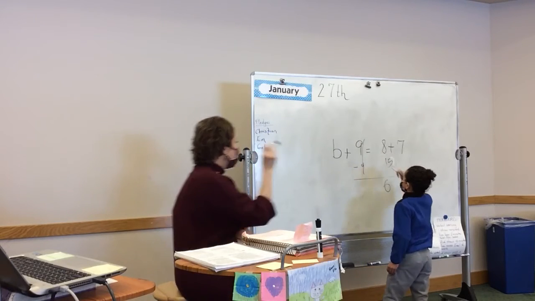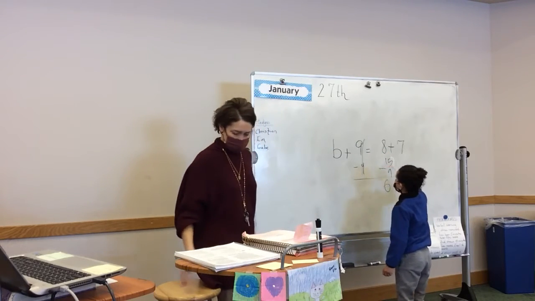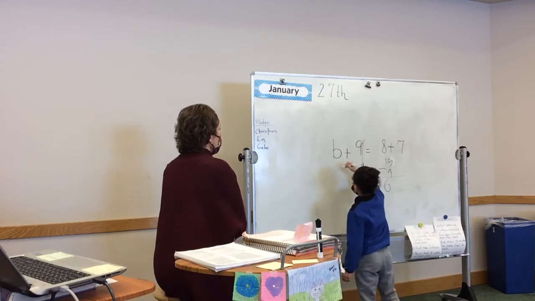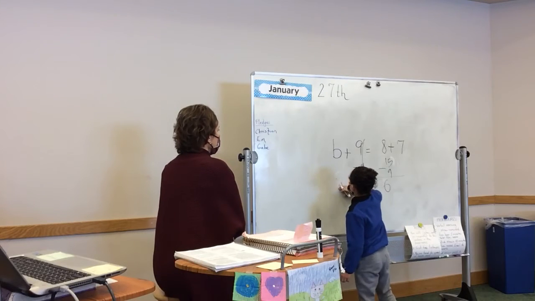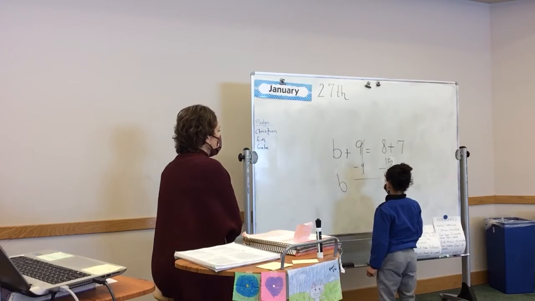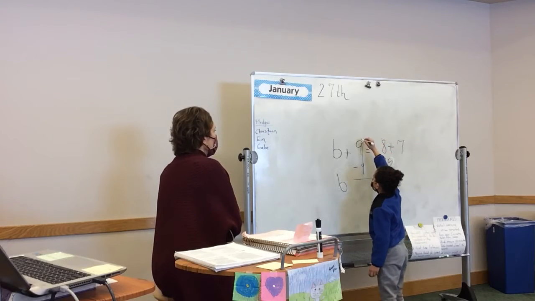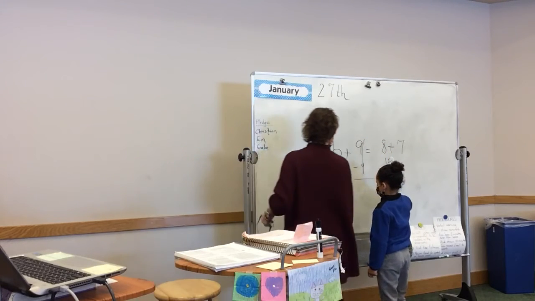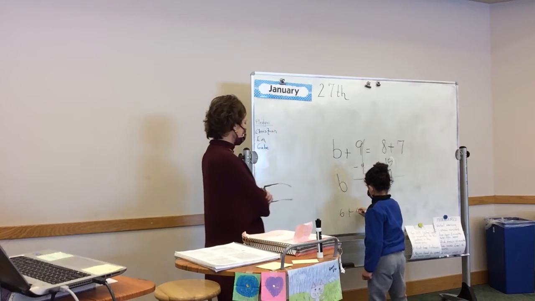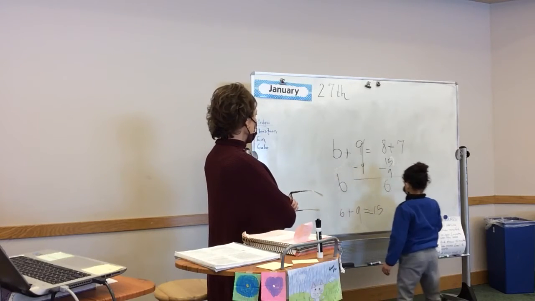Is that what you did? You need to write that down, though. You have to write minus 9. Show your work. There you go. So now you move the B down. Like a 6. You can use the eraser if you want. All right, so B equals 6. So check out. So put, you can put it down here. So now put 6 plus 9 and 8 plus 7.